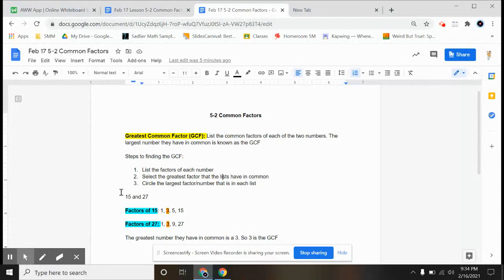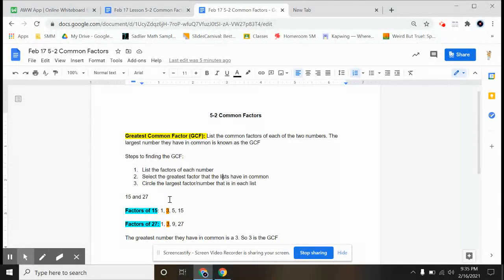Okay, so step 2 now tells us to select the greatest factor that the lists have in common. So I look at my list for 15, and I see a 1, a 3, a 5, and a 15. I look at my list for 27. I see a 1, a 3, a 9, and a 27. Well, the factors that they have in common, they both have a 1, but they also both have a 3. But if I'm searching for the greatest one, that would be the largest one, the 3 is the largest one that they have in common. So the greatest common factor is 3 for these two numbers.